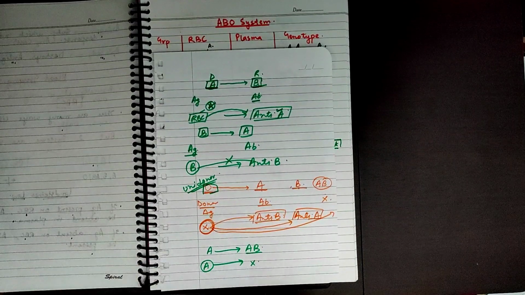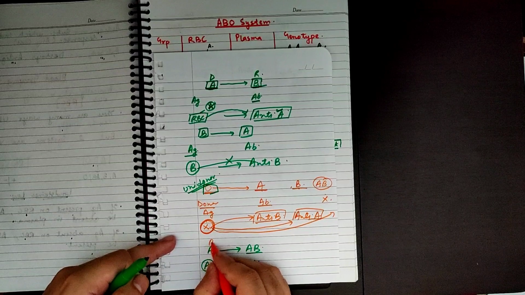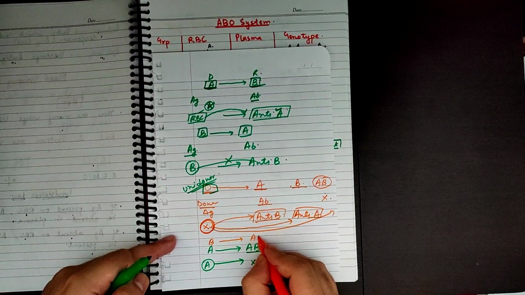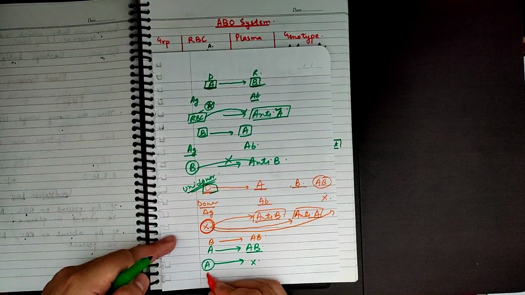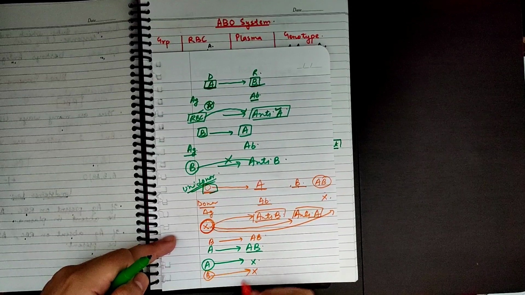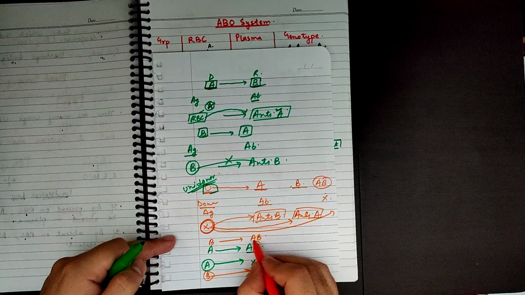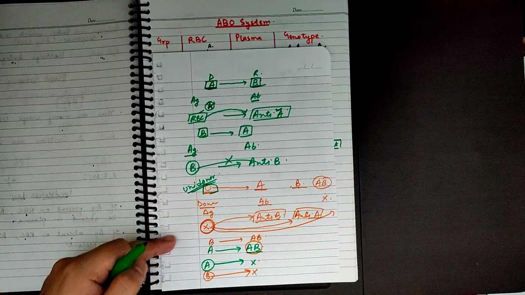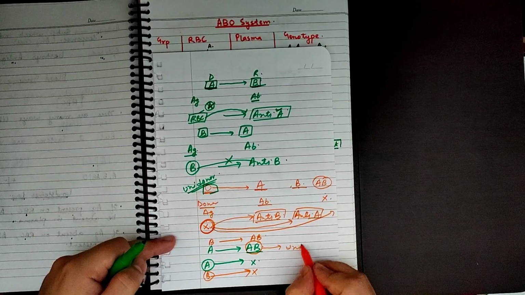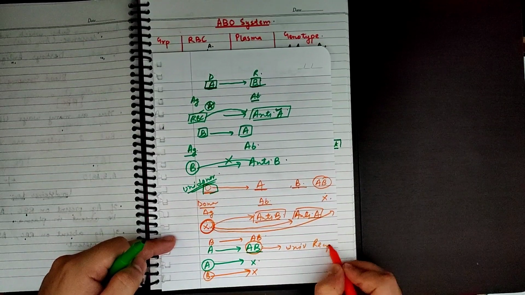Similarly, can a patient with blood group B give blood to AB? Of course, here is B antigen and no antibody. We can give the blood. Similarly, we see that O can also give blood to AB. AB is considered the universal recipient.